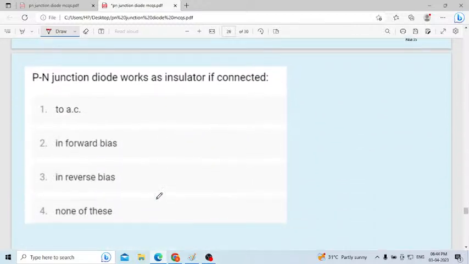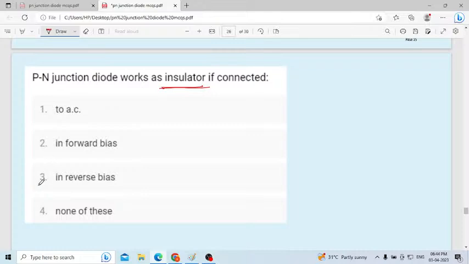Yes, I have given the explanation, read that one. A PN junction diode works as an insulator if connected to: in which particular case will it act as an insulator? When it is connected to AC, meaning alternating current, when it is in forward bias, when it is in reverse bias, or none of these.